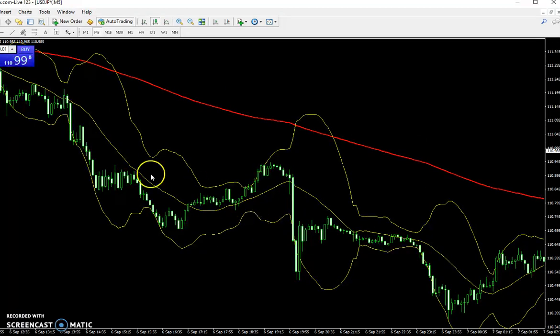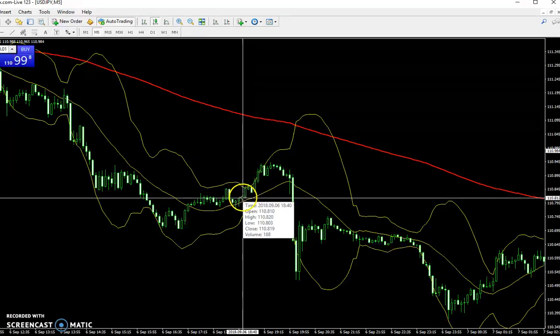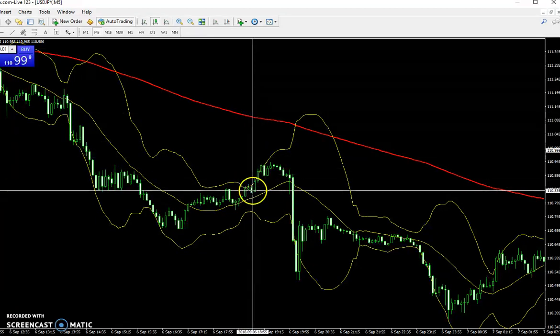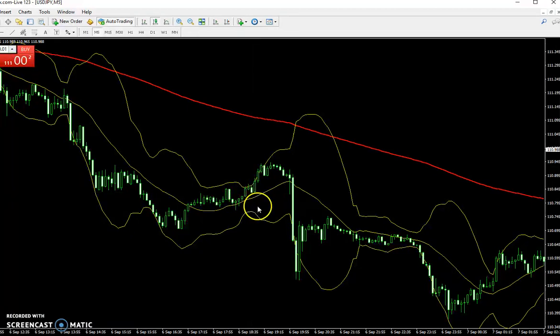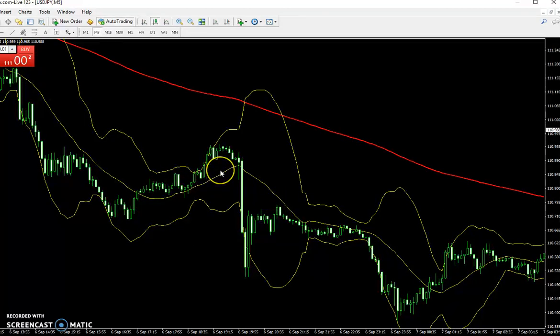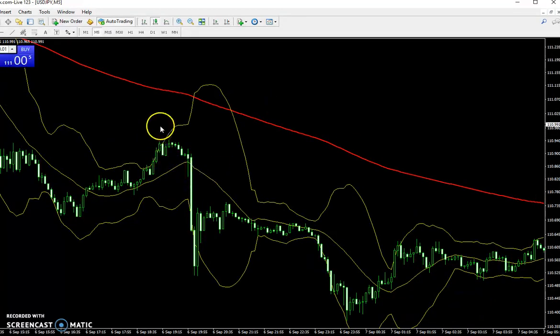Let's look at one that didn't work, like this one here. We touch the upper band, we're below the 200, and we take a trade here. As soon as you take it, it goes against you. Oh, here you go, it touched the upper band again. So we got 4 pips lost plus the difference between the ask and the bid price, so we probably lost 6 pips on this. Of course, not every single trade will be a winner.